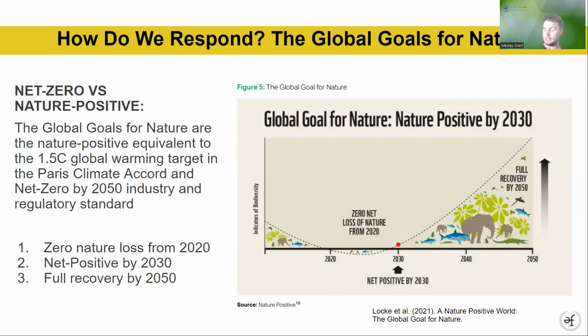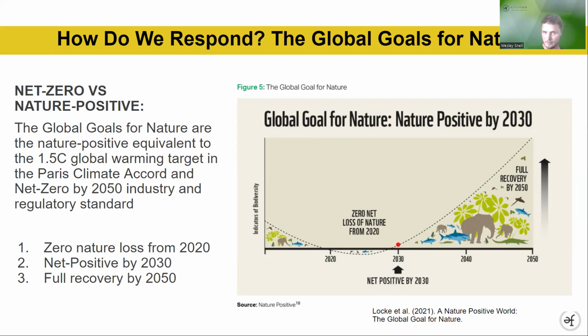Now, how do we respond? And what is the difference? How does nature positive relate to the climate carbon neutral or net zero approaches that everyone has seen in the other presentations by my colleagues Valerio and Lucho?